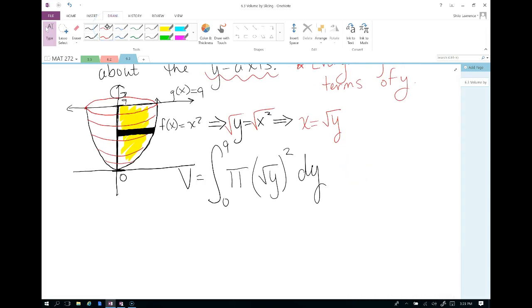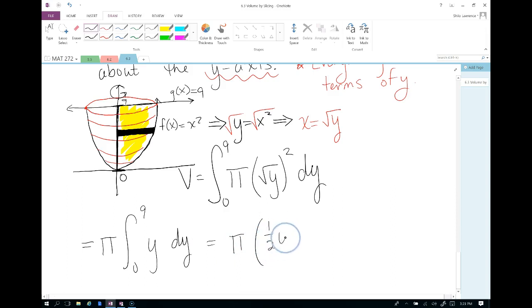So let's clean it up a little bit. I want to pull that pi out because I don't want to worry about the pi until the very end. And then just like the last one, if you square a square root, they'll cancel each other, just leaving your radicand, what was inside of your radical. And we just have to integrate y. The antiderivative for y is 1/2 y squared. And we evaluate at 9 and at 0 and subtract.